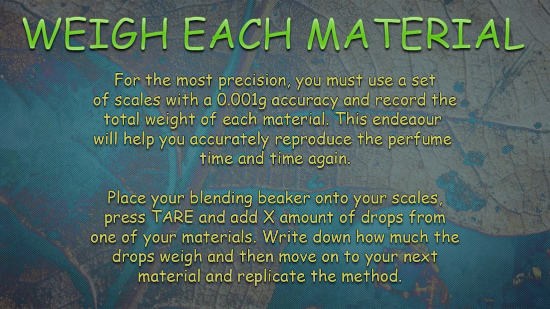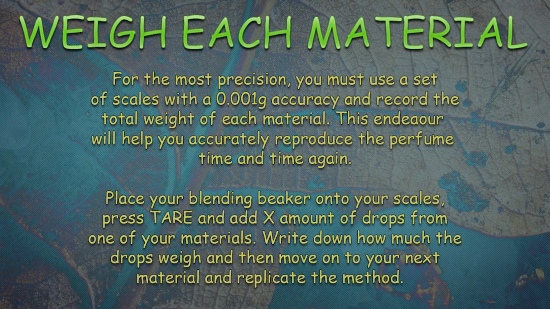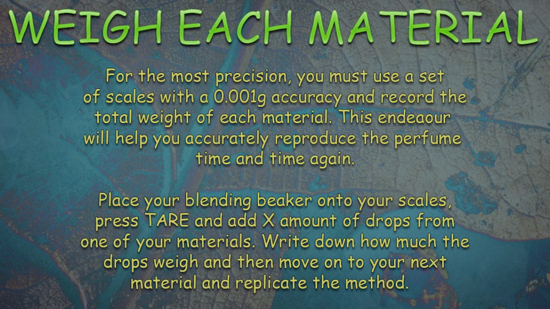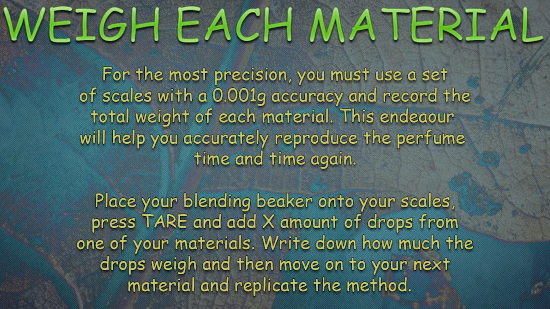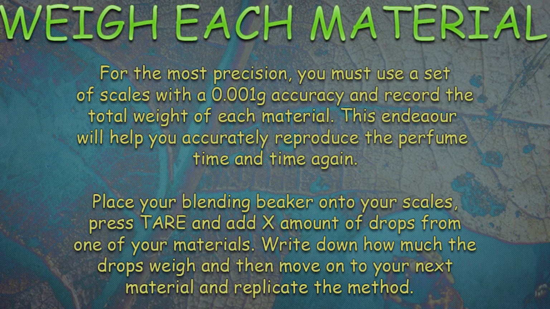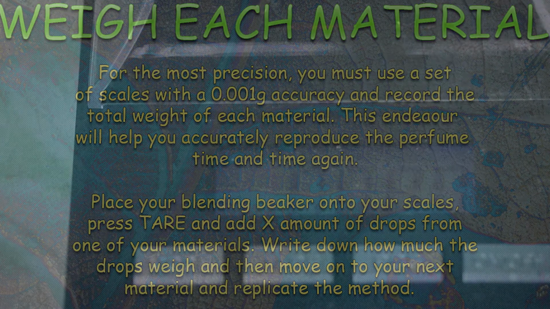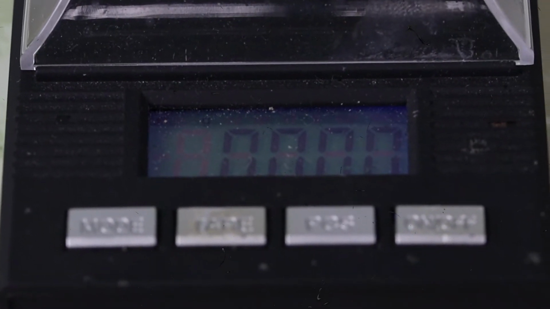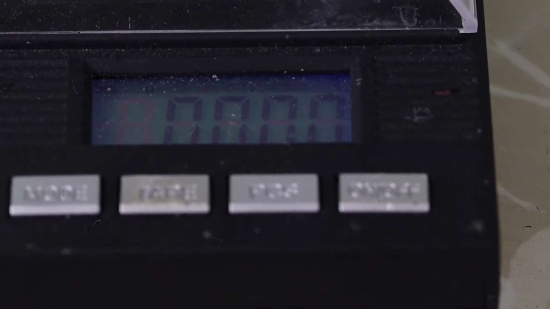For the most precision, you must use a set of scales with a 0.001 gram accuracy and record the total weight of each material. This endeavor will help you accurately reproduce the perfume time and time again. Place your blending beaker onto your scales, press the tare button, and add X amount of drops from one of your materials. Write down how much the drops weigh, and then move on to your next material and replicate the method.